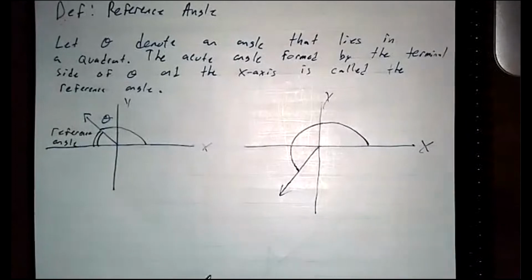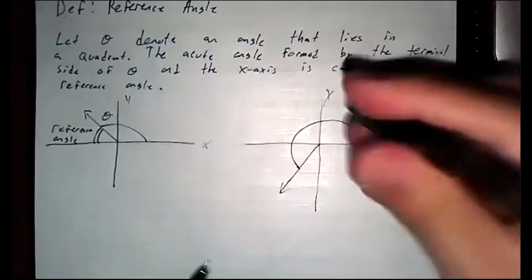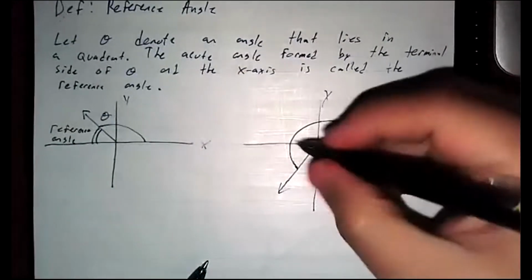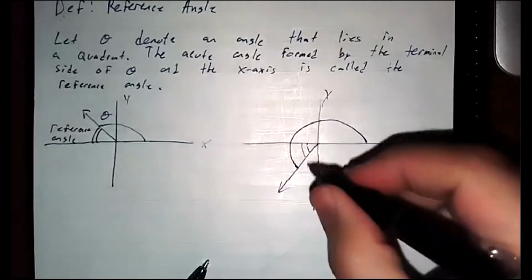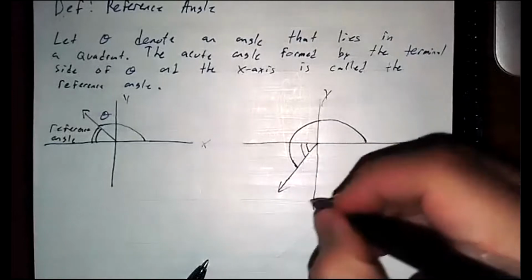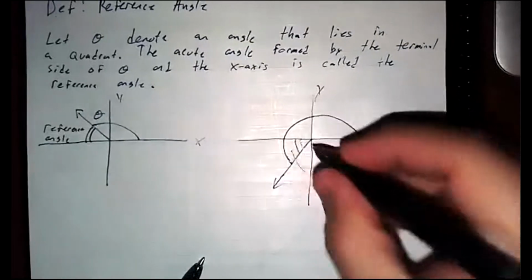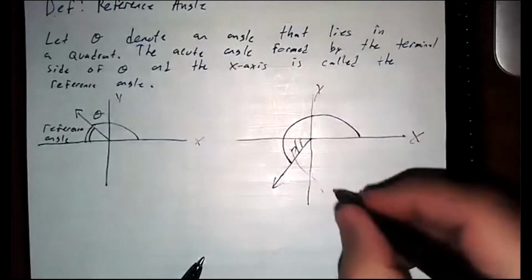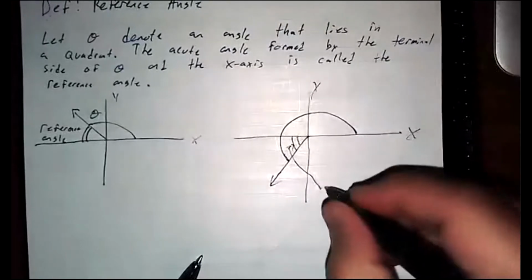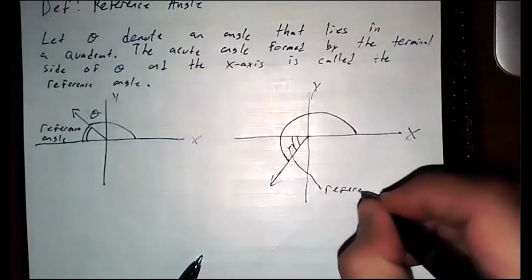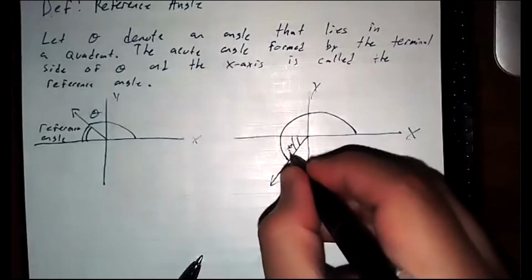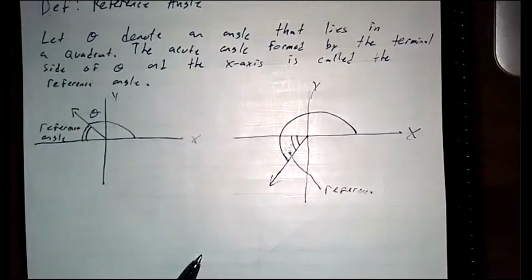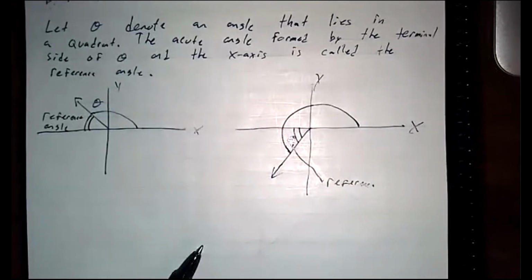What is the distance? I'm going to write it in black. From the x-axis, from that angle. So we'll call that, so this guy right here, draw my little arrow, is the reference. It's a crappy arrow. Okay. Does that make sense, what I'm saying?